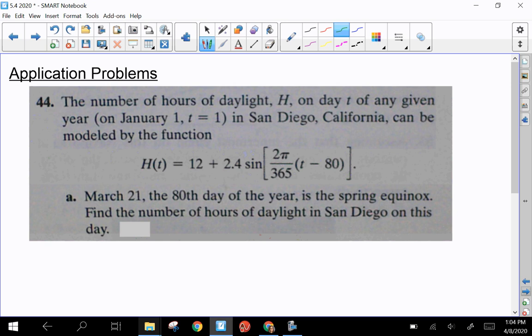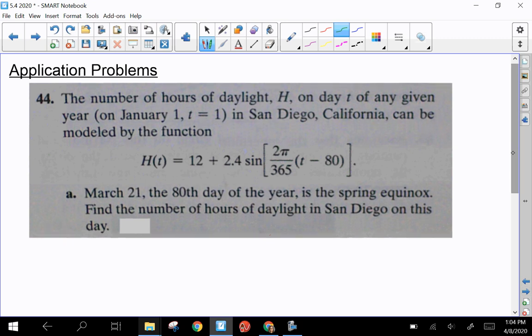I want to finish with you at the end of the assignment. I have some application questions. They're right out of the textbook. I will say that you really don't have to understand much about sine and cosine to solve these questions because they're mostly plug and chug, but I wanted to go through at least one of them together.